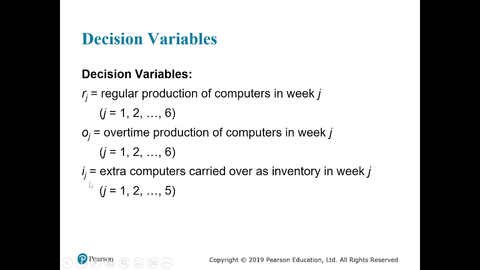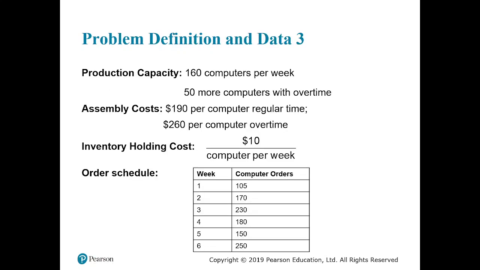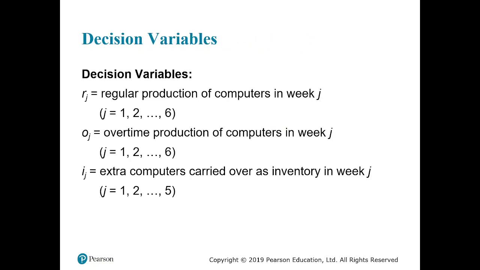And then finally you have the Ij. This is the inventory. Let's say during the first week the demand is only 105, but you produce 160. So how about the 55 computers that are not being sold in the first week? You need to keep them for 1 week, and it will incur the inventory cost. So now we have 6 plus 6 plus 5 decision variables. In total we have 17 decision variables.